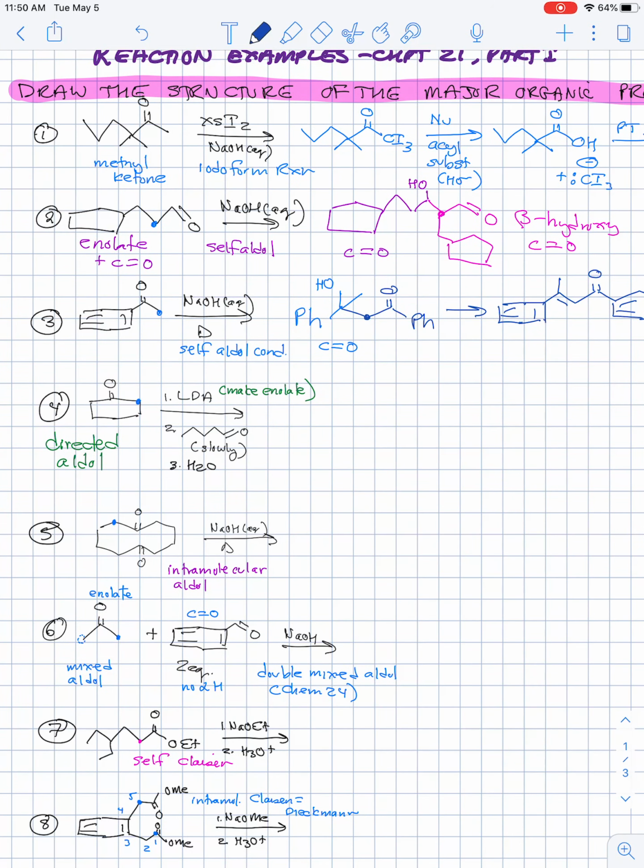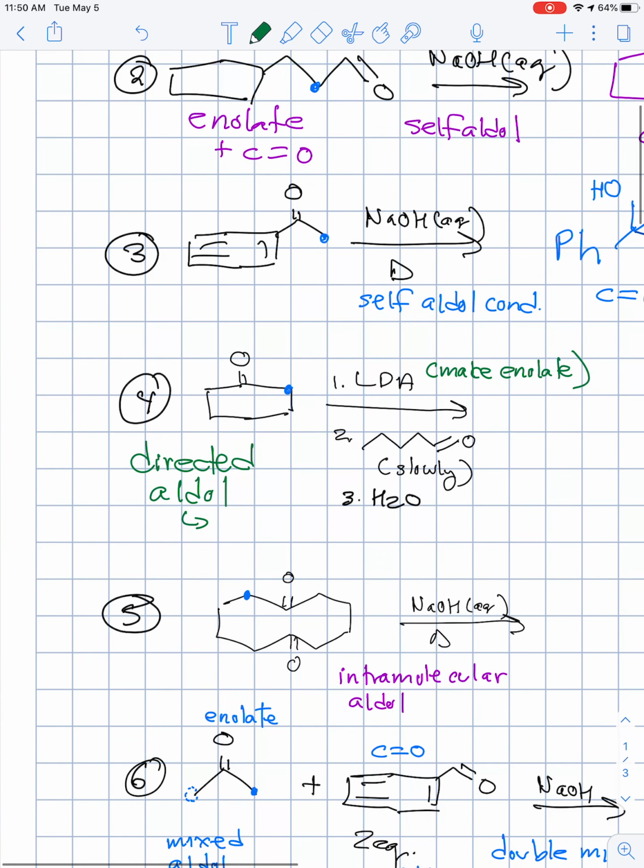So this next one is an example of what's called a directed aldol. And directed aldols mean that you make the enolate first in isolation. Well, at least isolation from the carbonyl compound. And then you add the carbonyl compound slowly to the reaction mixture that contains the enolate. And the reason why you want to do this slowly is because you're trying to minimize the self-condensation of this.